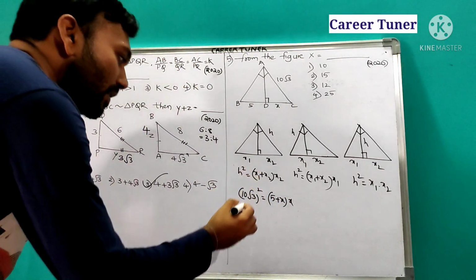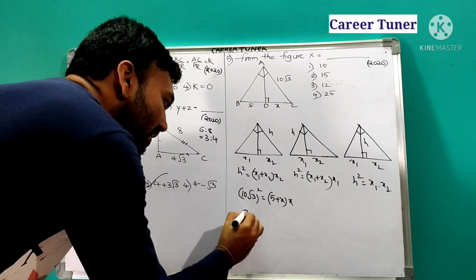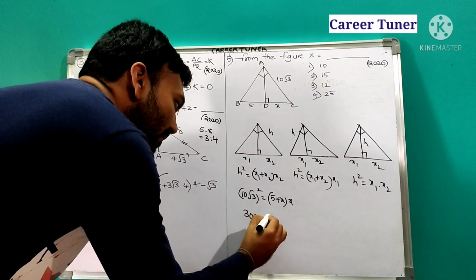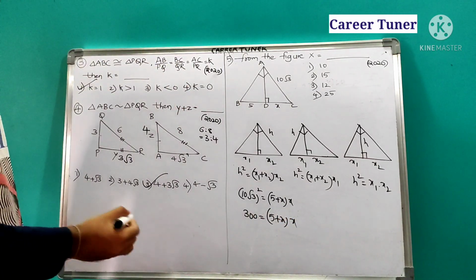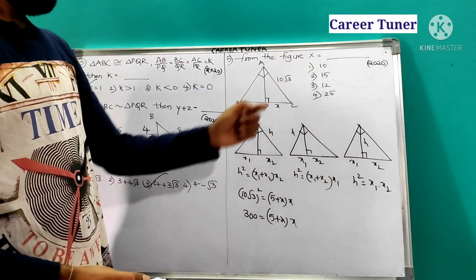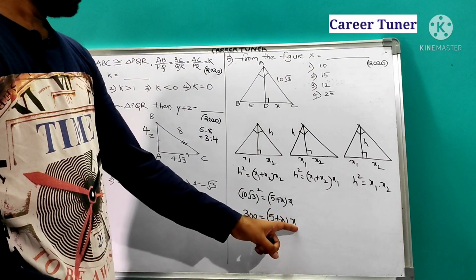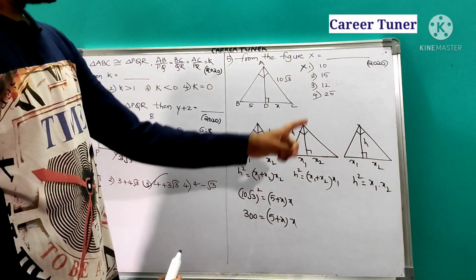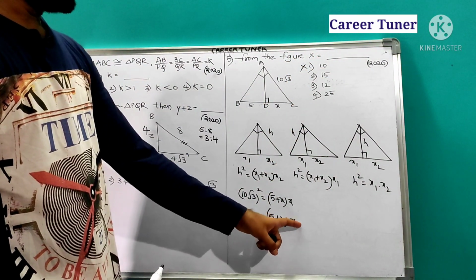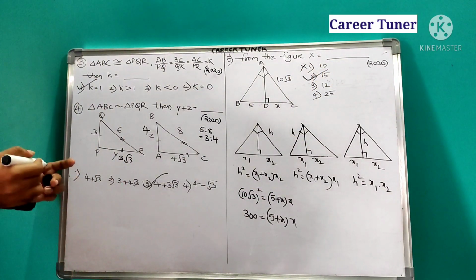Now when you square, how much does it become? 10 square is 100, 100 into 3 is nothing but 300, which is equal to 5 plus x into x. Now don't solve this, just put the value and get the answer. If you put 10, what happens? 10 plus 5, 15, 15 into 10 is 150, so this is not possible. Next go for 15. 15 plus 5, 20, 20 into 15 is 300, so this will be your answer. So 15 will be your answer, that's it.